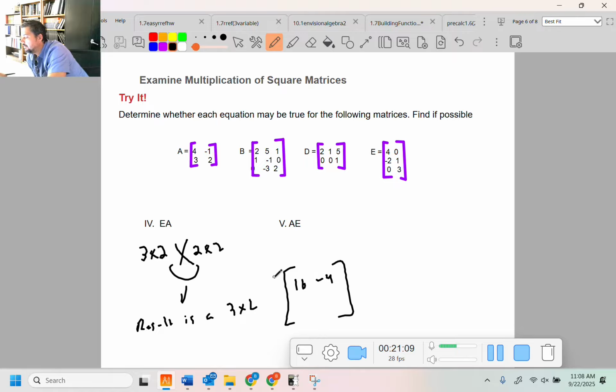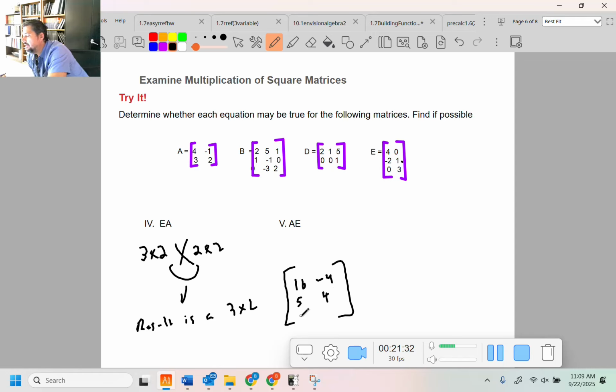Now I am in row 2, column 1. Here's row 2. Here's column 1. Negative 2 times 4 is negative 8. 1 times 3 is 3. Negative 8 plus 3 is 5. Row 2, column 2. Negative 2 times negative 1 is 2. 1 times 2 is 2. 2 plus 2 is 4.